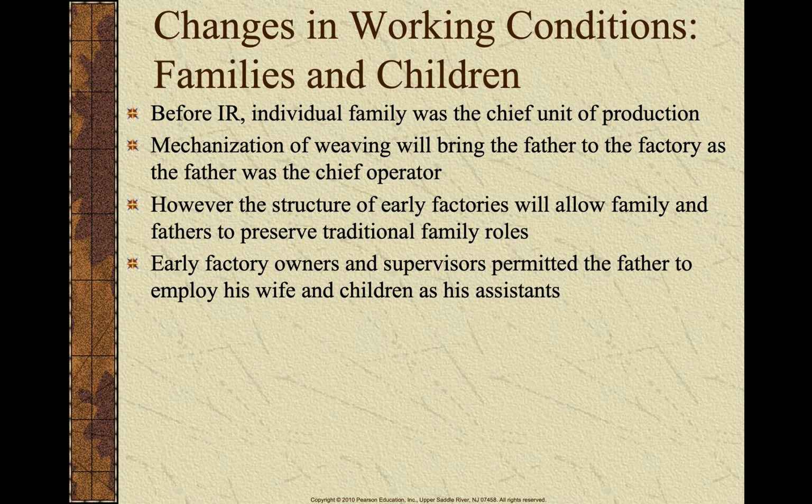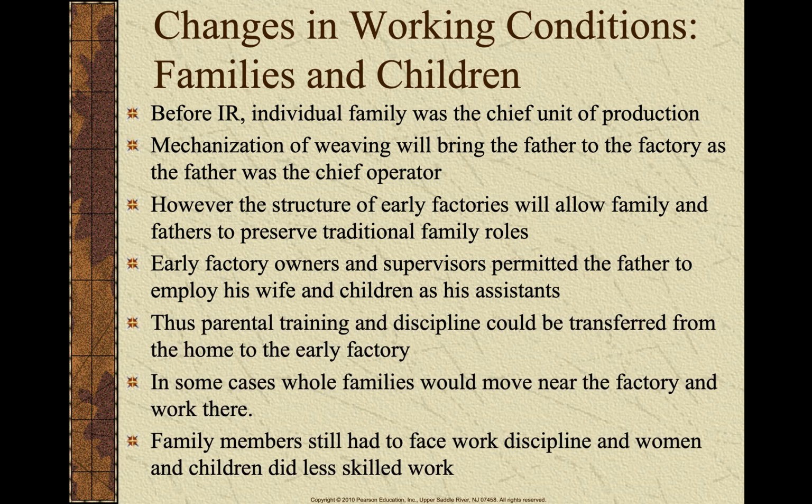That's going to change, though. This is the early factories, late 1700s, early 1800s, and this is really important for family life. Parental training and discipline could be transferred from the home to the early factory. In some cases, whole families would move near the factory and just work there. Family members still had to face work discipline, and women and children still did less skilled work than the man. But this is really important to understand: the family unit was kept whole, was kept together. We're going to see a big change that's going to start in the Industrial Revolution.